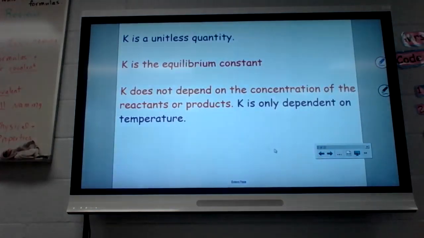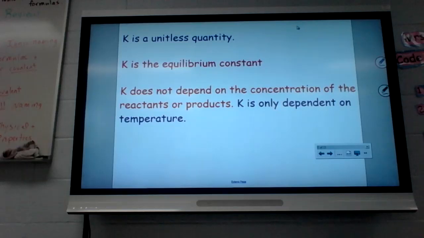Now, we're going to write K today. First of all, K is not going to represent kelvins, so it shouldn't be an issue. K is unitless. So for those of you who tend to forget units, you should like this because there's no unit. K is called the equilibrium constant. And K does not depend on concentration. It is only dependent on temperature. Temperature will always be given, but we never calculate with it. It's just always in the problem.